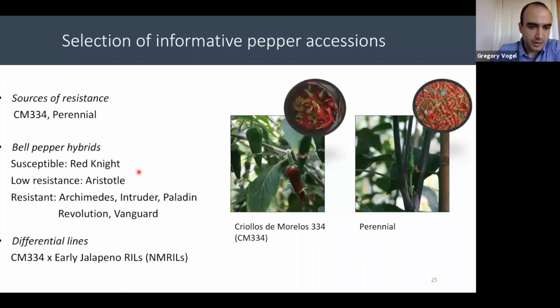And these included the really highly susceptible Red Knight, Aristotle, which is not listed as resistant in seed catalogs, but we know from field trials shows a low level of disease resistance. And then 5 bell peppers that are marketed as being intermediately resistant or tolerant. We also included 6 RILs from a cross between CM334 and a susceptible jalapeno variety that have been used by others for race typing Phytophthora capsici isolates.